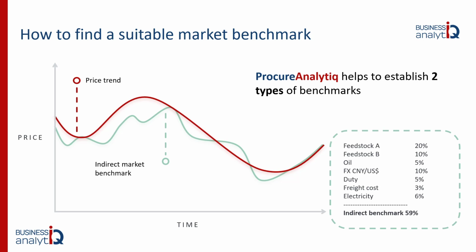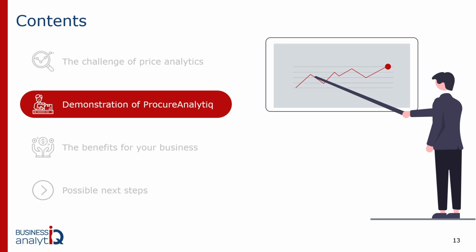The second approach is that ProcureAnalytiq can help you to establish a benchmark of critical cost drivers. Either just one or two critical cost drivers which make a part of the cost of the final product, or a benchmark that establishes a full cost comparison over time. Such indirect benchmarks may not be easy to establish, nor will they be a perfect fit, but they will nearly always result in significant insights. And with the use of some basic statistical analysis, you will reach actionable conclusions. So, let us take a look at ProcureAnalytiq.